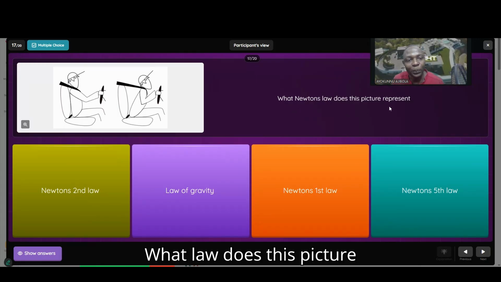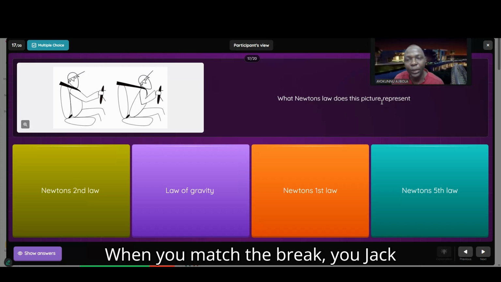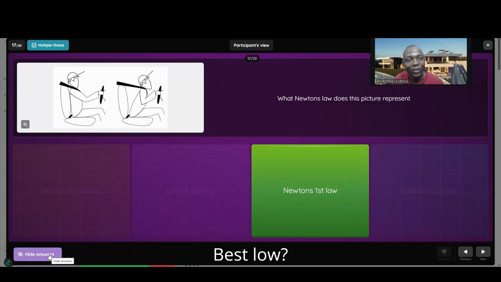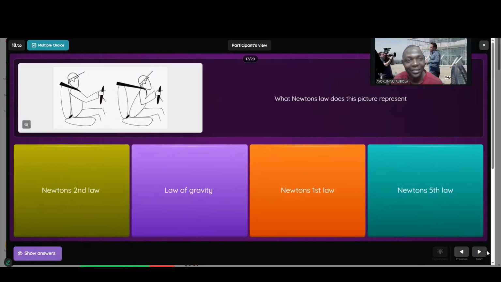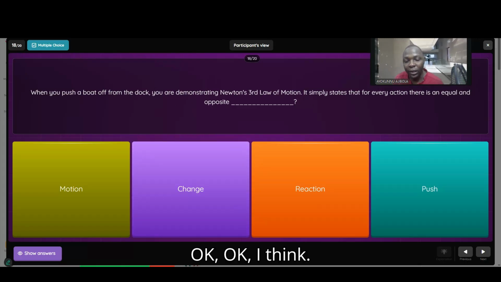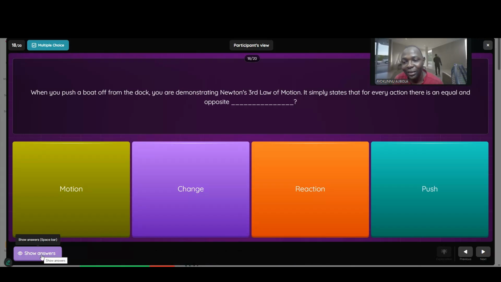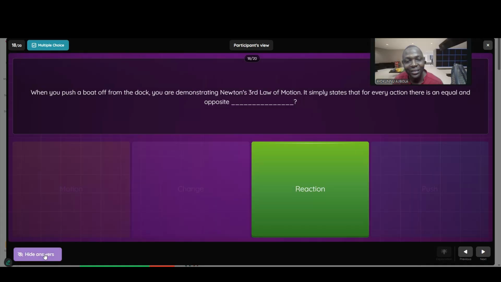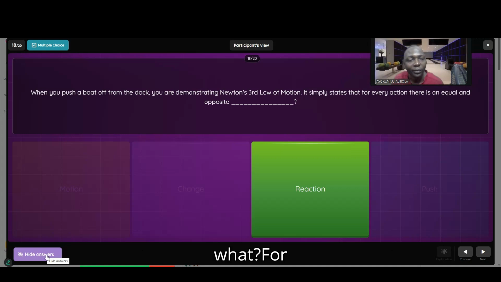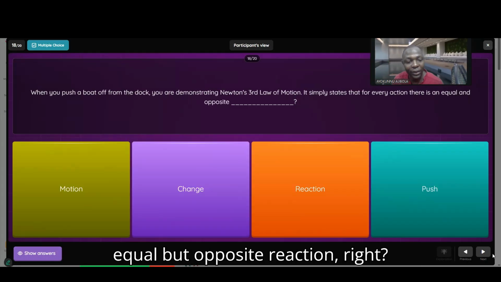What law does this picture represent? When you press the brake, you jerk forward. Which law? First law. Okay, I think first law. What did you say? Newton's third law of motion states that what? For every action, there is an equal but opposite reaction, right?